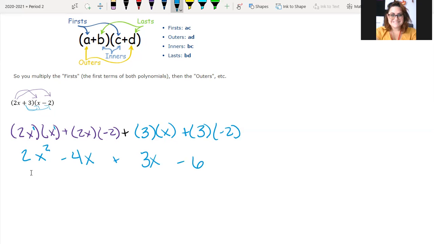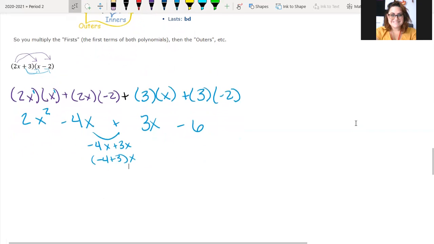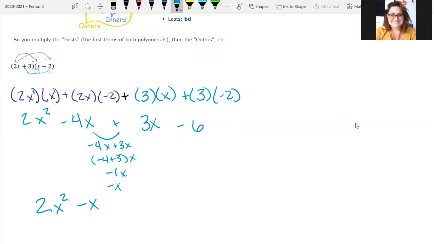Is there anything else that we can combine together? There is. We can put our 4x and our 3x. So minus 4x plus 3x. That's the same thing as saying negative 4 plus 3 and tacking our x at the end, which means we would have negative 1x or negative x. So our final answer would be 2x squared minus x minus 6.